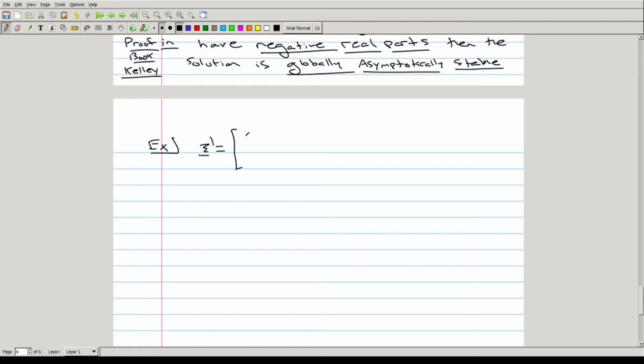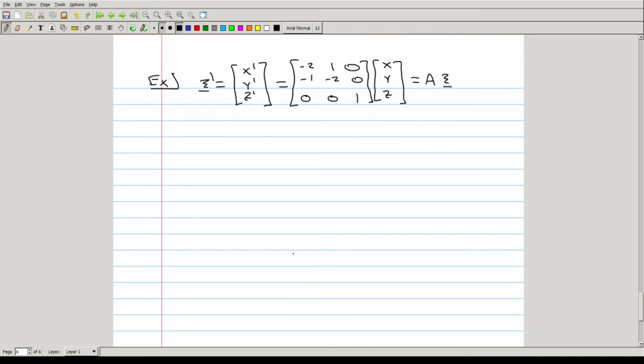If you look at xi prime, which is equal to x prime, y prime, z prime, is equal to negative 2, 1, 0, negative 1, negative 2, 0, 0, 0, 1. So if we were to analyze the stability of this system, the determinant of the matrix A in this system is non-zero. So there's one equilibrium point, which is the origin.